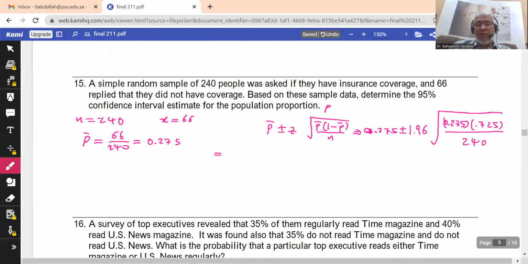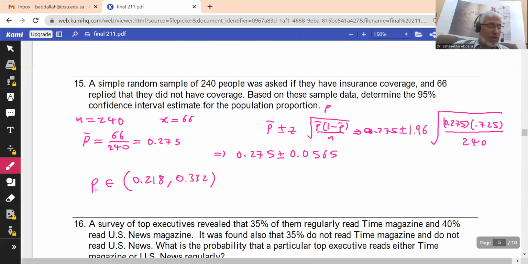And this will give you 0.275 plus or minus. If you put this in the calculator, you will have 0.0565, and then you can say that P belongs to 0.275 minus this, and you will get 0.218, and then 0.275 plus this number, and this will give you 0.332. So that's the confidence interval for P.